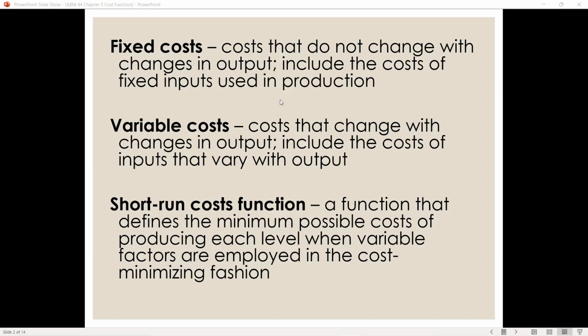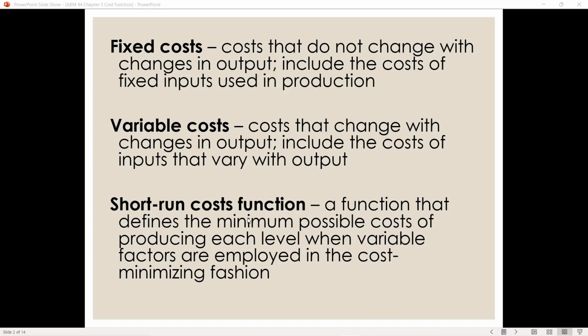Next is variable cost. Again, this cost affects or changes our output. It includes the cost of inputs that vary with output. So those are things that directly affect our production, our inputs and outputs. That is variable cost.